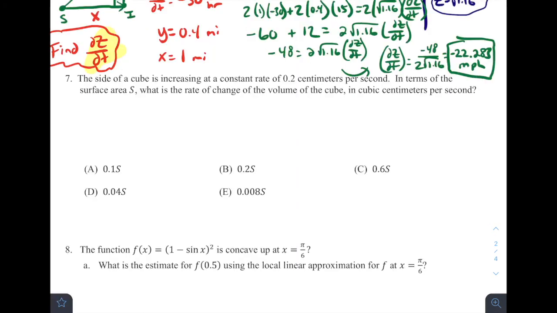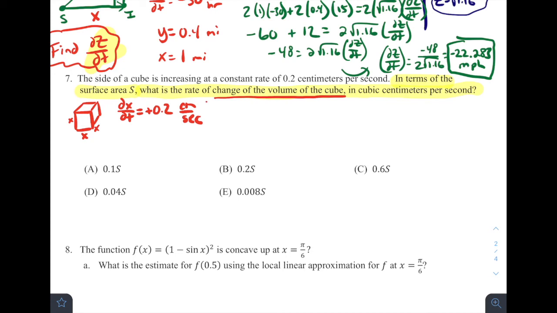Nice. All right, so for problem number 7, it says the side of a cube is increasing at a constant rate of 0.2 centimeters per second. So let's start with our picture. We've got a cube, which we know has 6 sides, all with the same side length, which I'll call x. And we know that the side length is increasing at a rate of 0.2 centimeters per second. In terms of the surface area S, what is the rate of change of the volume of the cube in centimeters per second? So we're talking about the rate of change of the volume of the cube.